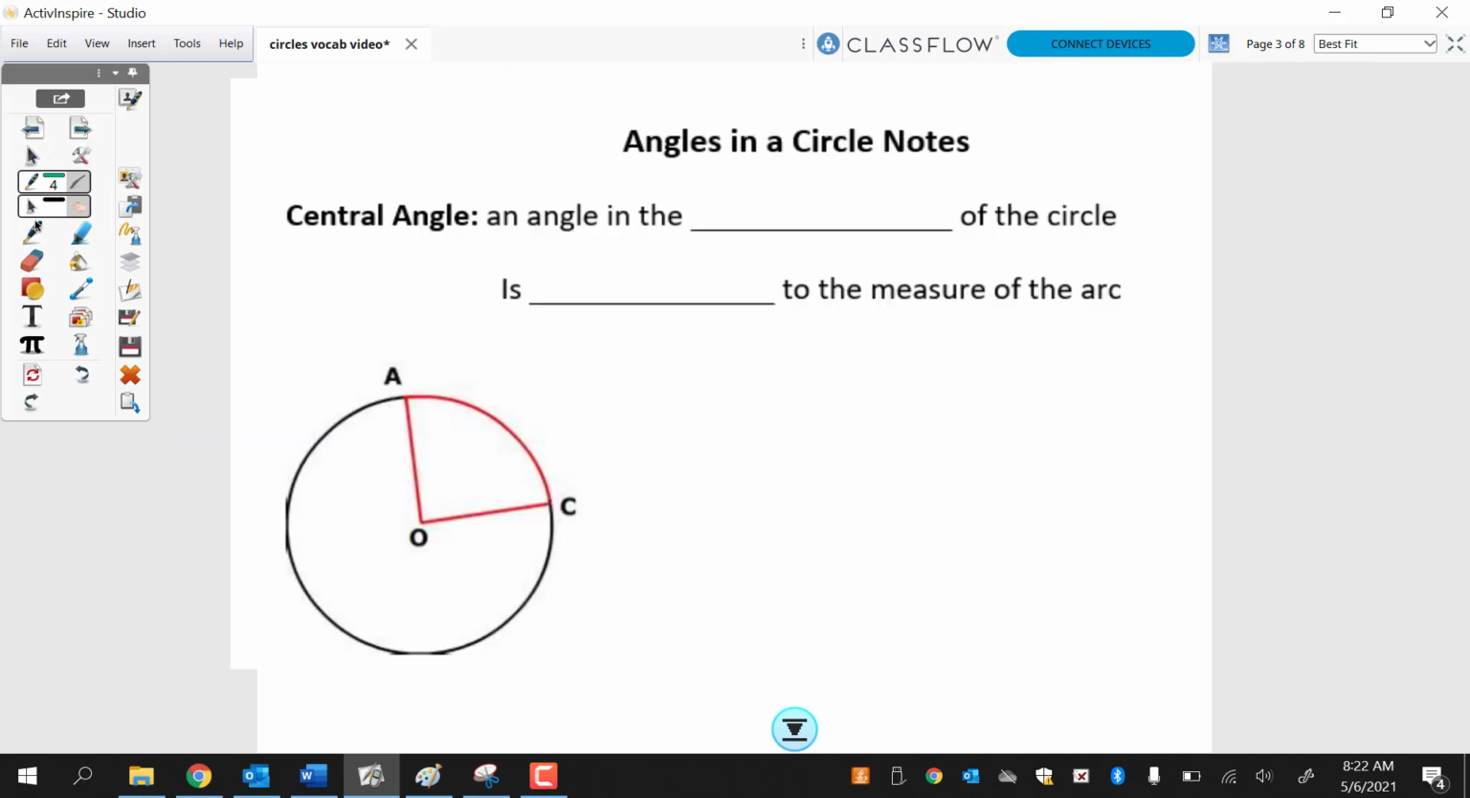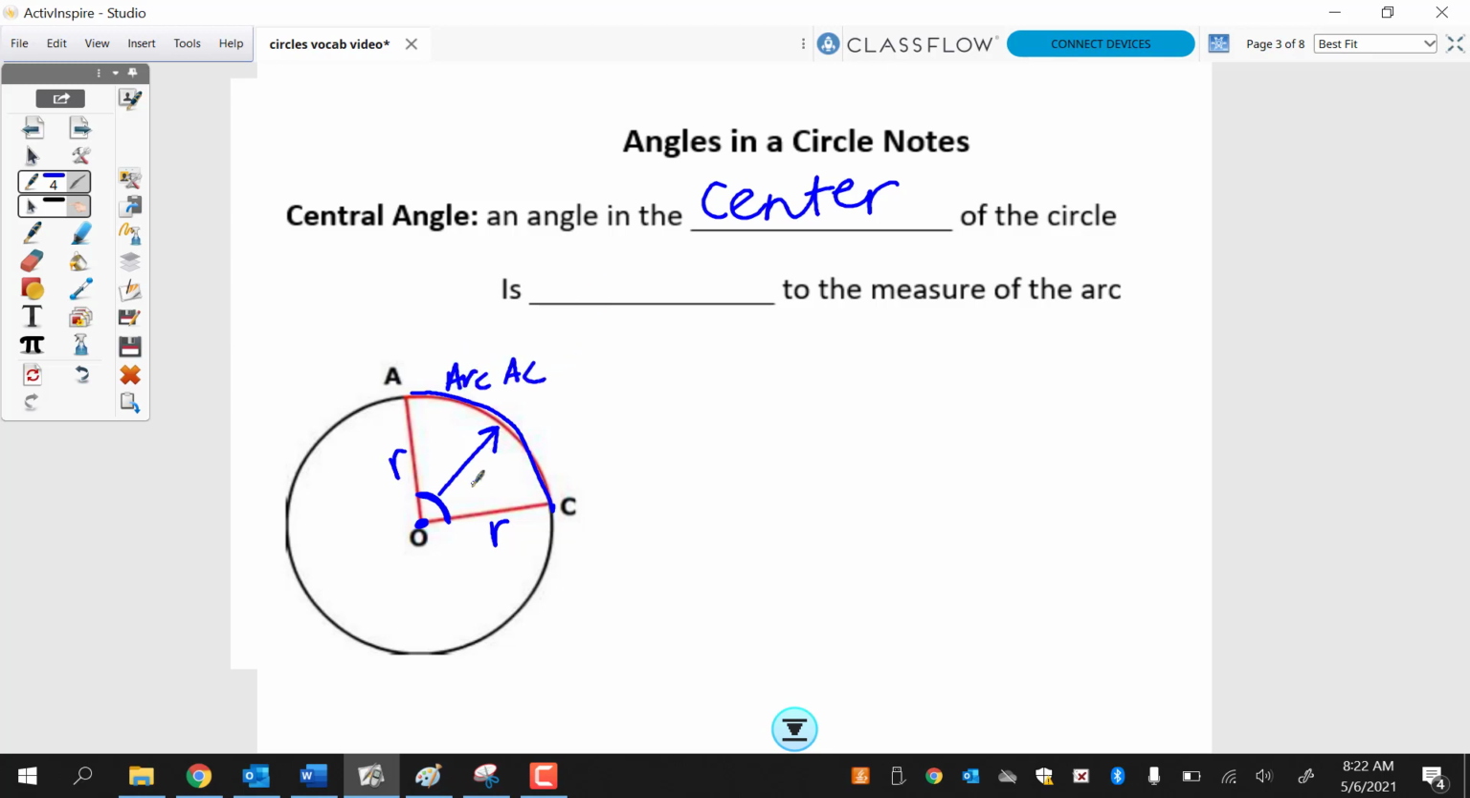Okay. So now we're going to talk about the different angles that are in a circle. So a central angle is pretty much exactly what it sounds like. It's an angle in the center of the circle. So we know here's our center. We know these 2 things are little radiuses. And the angle we're talking about is this angle right there. Okay. Now we know that this angle opens up to this arc right here, arc AC. Let's write that down, arc AC.